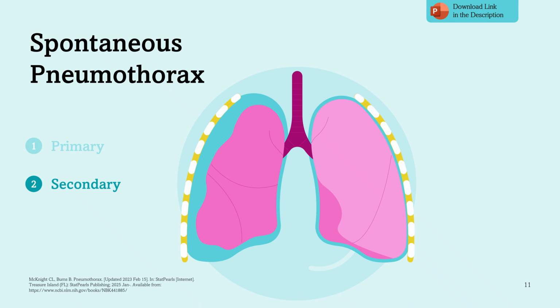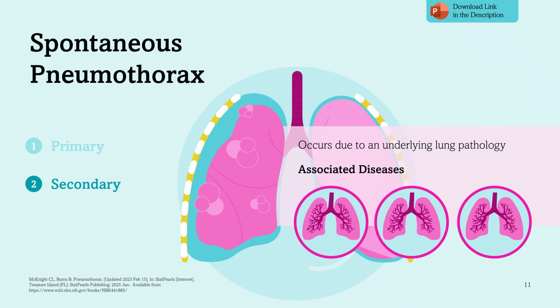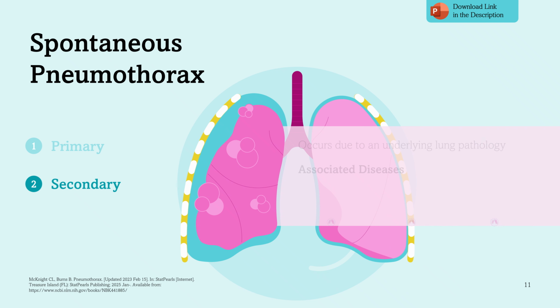Second, secondary spontaneous pneumothorax develops due to underlying lung pathology. The most common associated conditions are COPD, tuberculosis, and sarcoidosis. These patients require urgent evaluation as their compromised respiratory reserve makes even small air collections clinically significant.